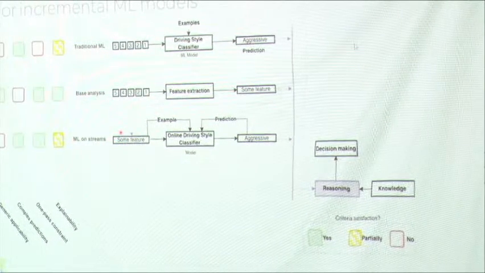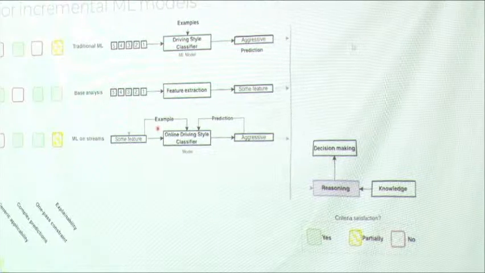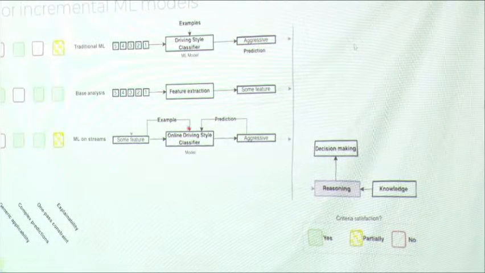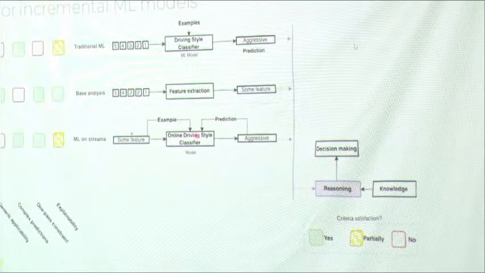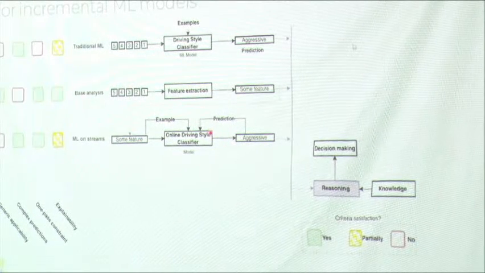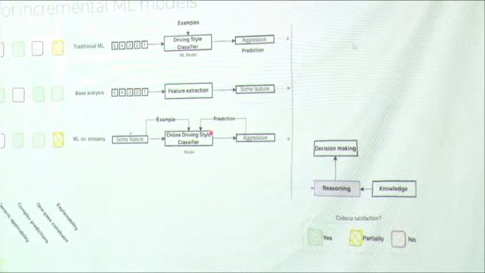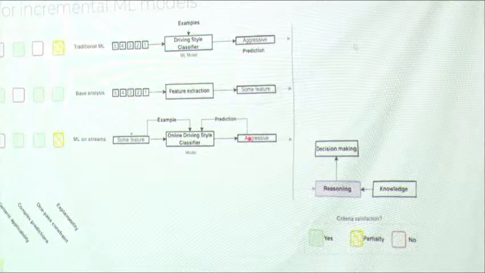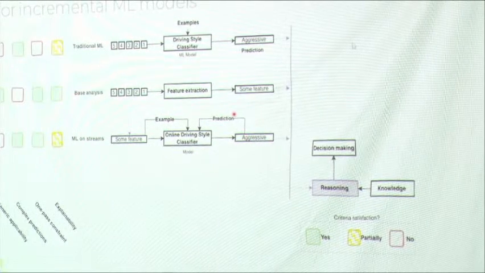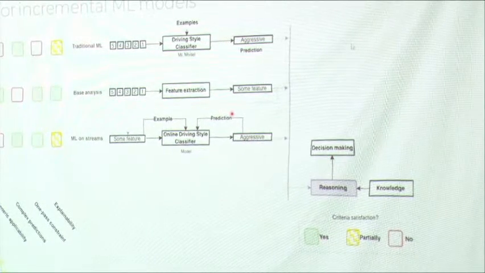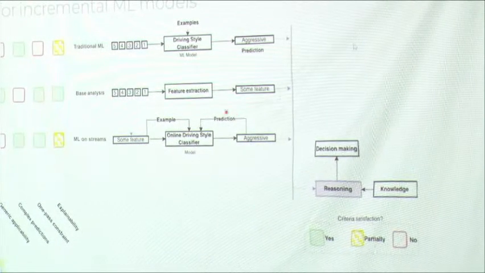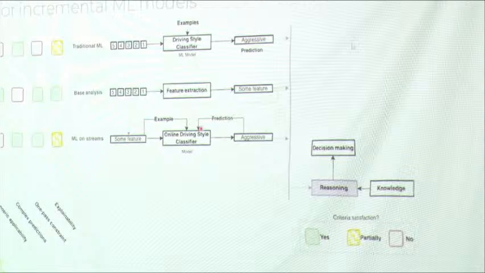So in here, the classifier is trying to make a prediction from the incoming data, and then you check the accuracy of this prediction, and then use a new example to see if this didn't match, then you fine-tune the model. So this is the difference.